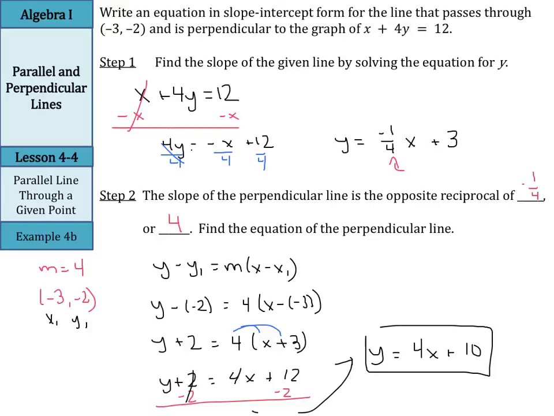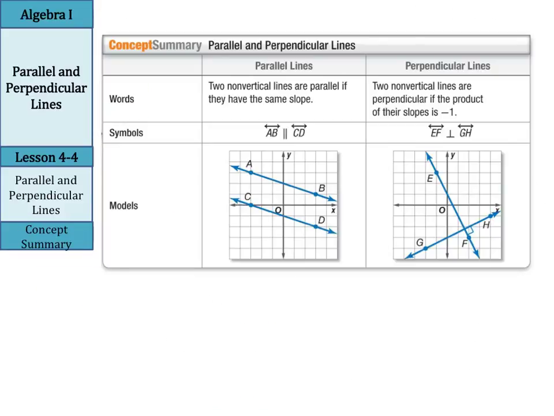Let's move on to our concept summary. Basically, two non-vertical lines are parallel if they have the same slope. So these two lines have the same slope. Whereas perpendicular lines meet at right angles, and the product of their slopes is negative 1.